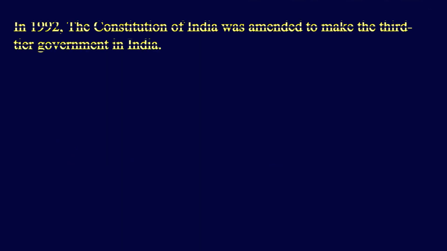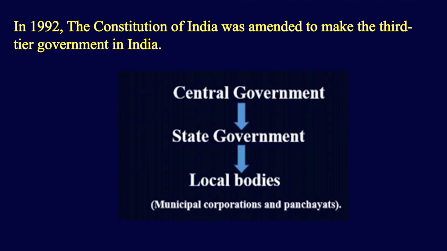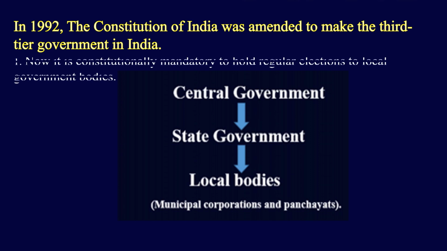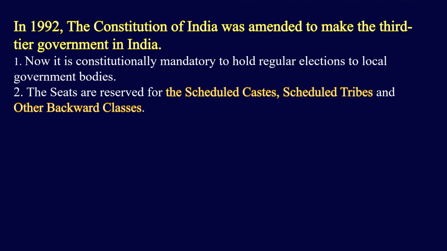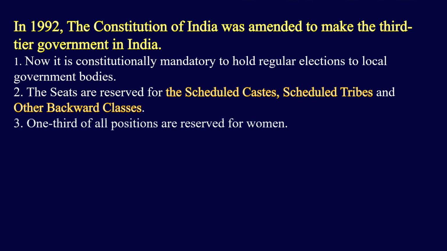So in 1992, the Constitution of India was amended to make the third tier of government in India. After this amendment, many changes took place in local government bodies. Now it is constitutionally mandatory to hold regular elections to local government bodies. That means like state elections and general elections, now it is compulsory to hold regular elections in local government bodies. And the second change is that seats are reserved for the scheduled castes, scheduled tribes and other backward classes. That means in some seats, only people of these communities are allowed to fight the election as candidates.